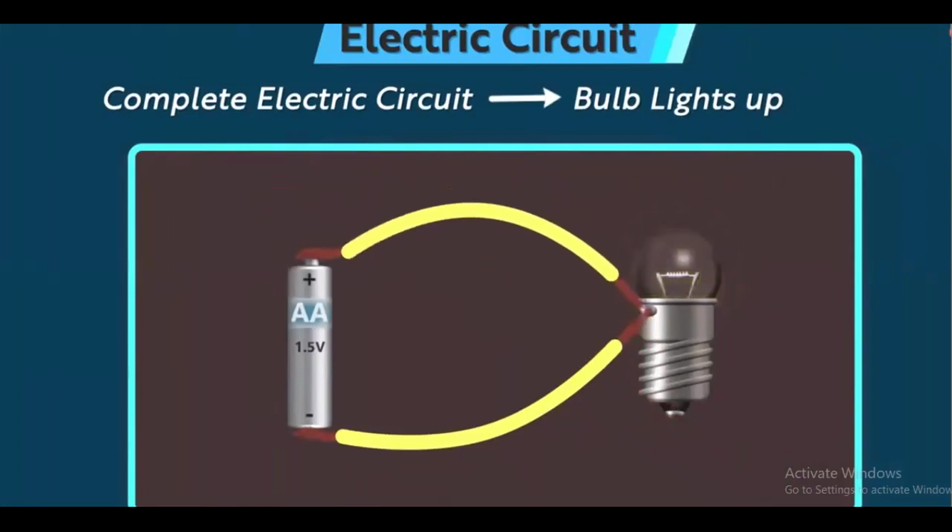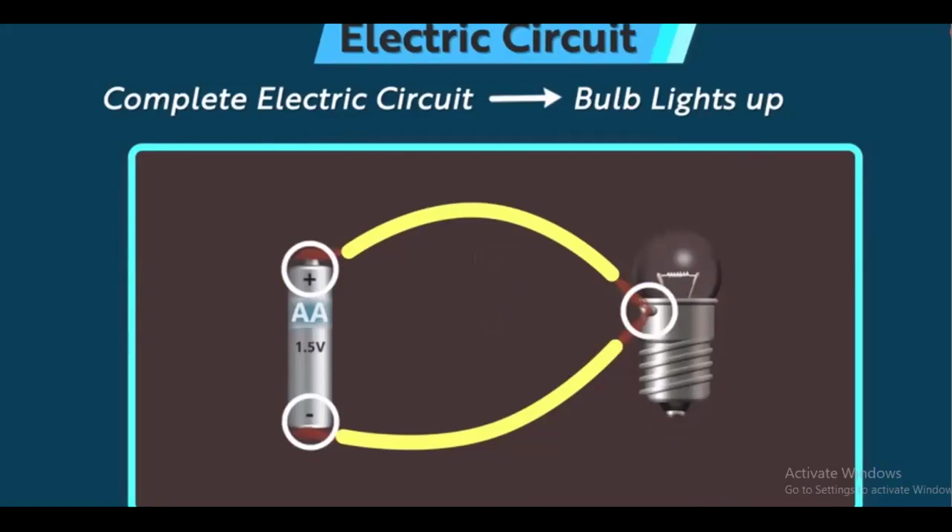Now look at this circuit. Is it complete? No, it isn't. Not all the terminals of the system are occupied. For instance, this terminal is not connected to the circuit. Here both positive and negative terminals of the battery are connected to only one terminal of the bulb.